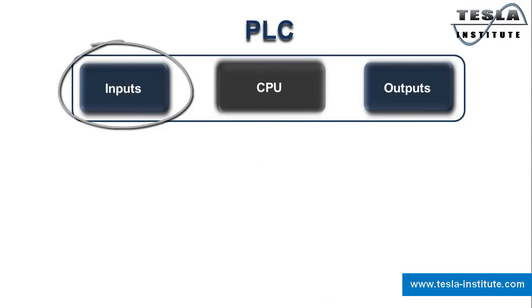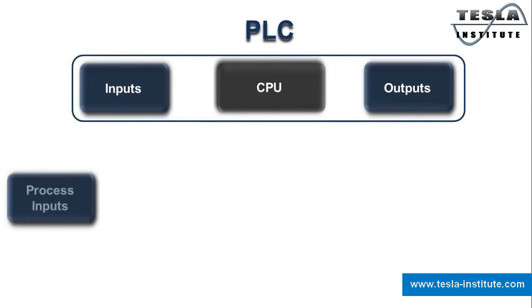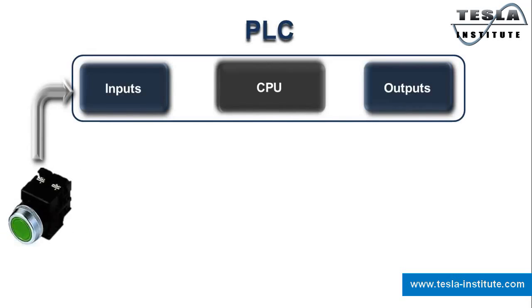Inputs are used to translate signals for the CPU to process. When you're installing a PLC in an industrial process, the process inputs must be connected to the PLC inputs. For example, one process input can be a push-button switch. When the button is pressed, it sends an electrical signal to the PLC inputs. This signal can be a current or voltage signal.